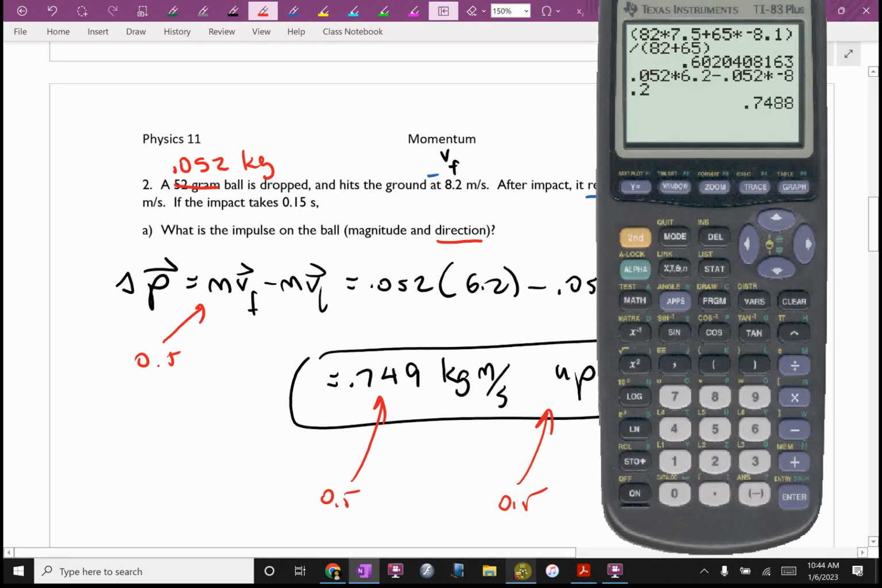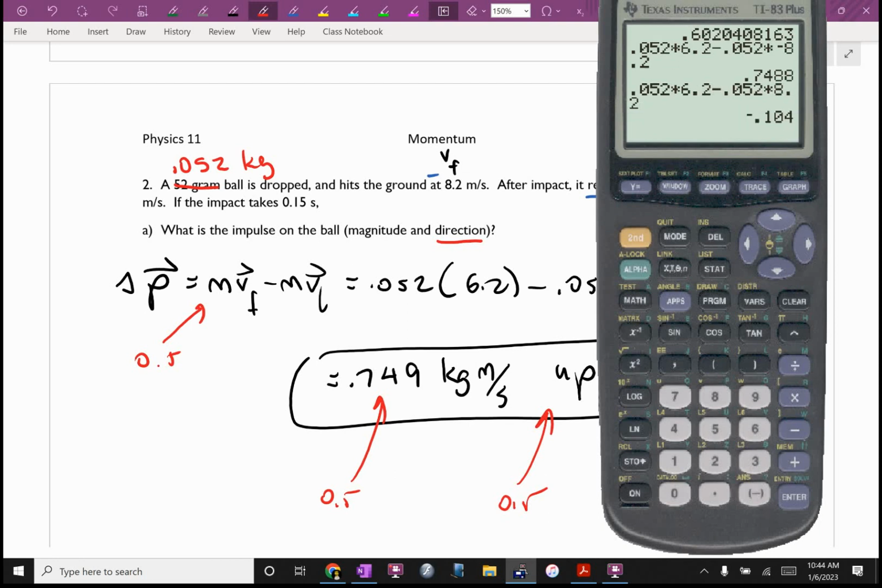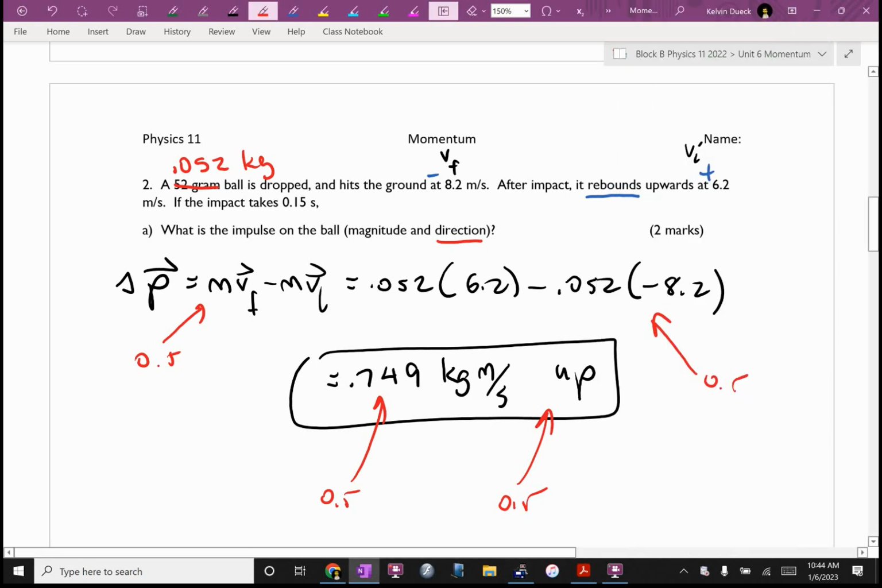If you missed the change in direction, that down had to be negative. If you foolishly missed that and got negative 0.104, or if you said positive 0.104, I would give you 1 out of 2, and I would give you the frowning of a lifetime.